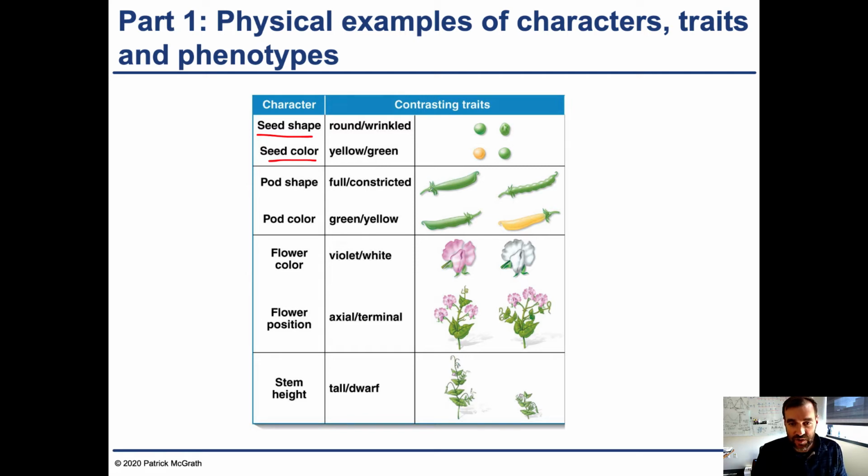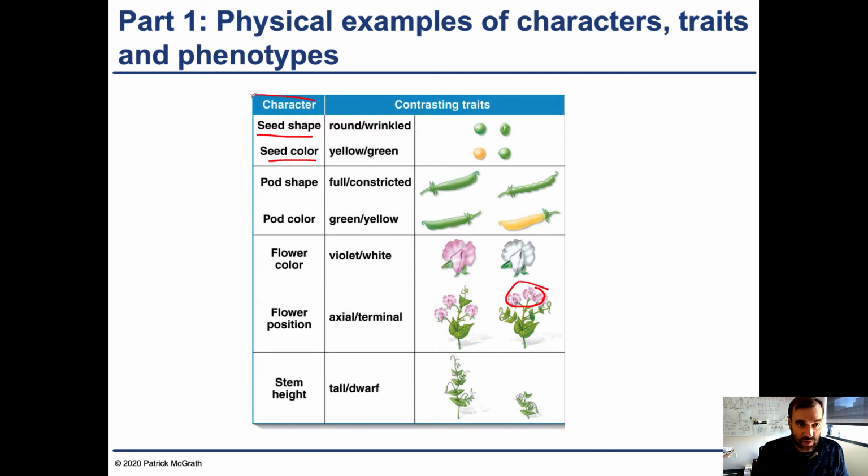Pod shape, so either full or constricted. So this is where the peas were found within the pod. And so we found that there were some plants that had this full shape and then constricted shape. The pod color could also be different. It could be green or yellow. He also noticed differences in the flowers, so the color could either be violet or white. The flower position could either be axial or terminal. So terminal is when the flowers are at the top of the plant. Axial is when they're not. And then the stem height, they could either be tall or dwarf.